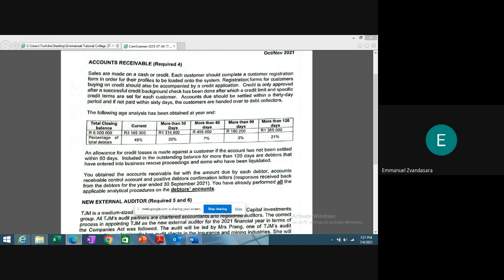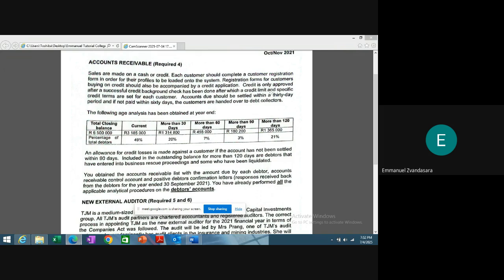Each customer should complete a customer registration form in order for their profiles to be loaded on the system. Registration forms for customers buying on credit should also be accompanied by a credit application. Credit is only approved after a successful credit background check has been done, after which a credit limit and specific credit terms are set for each customer.